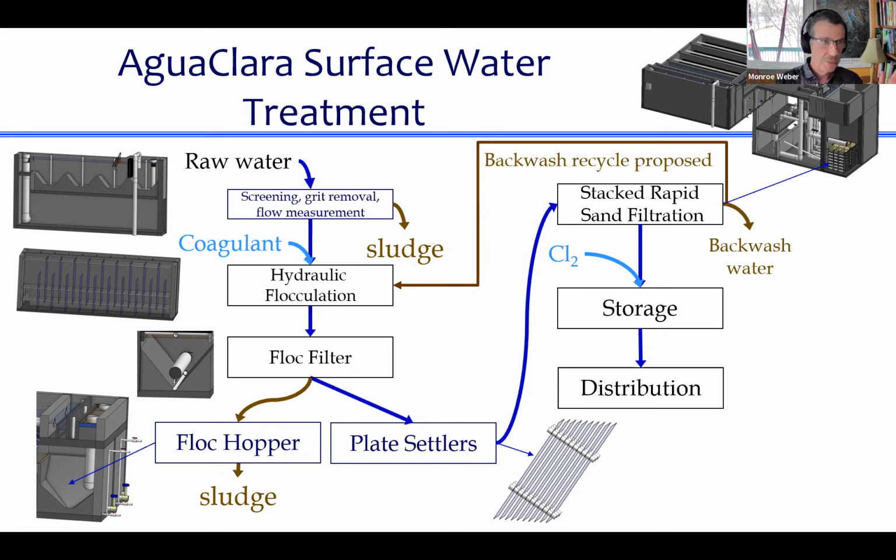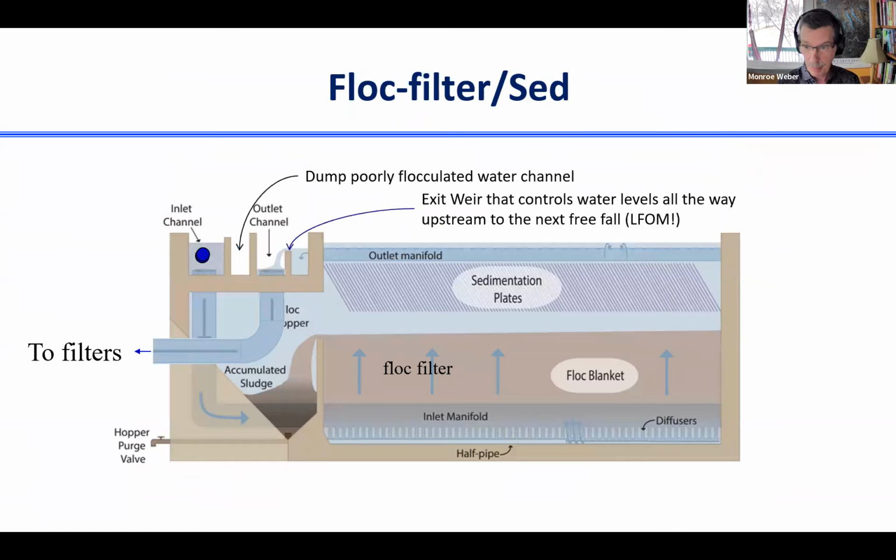Then there's 2 places where the water goes from that floc filter. It either goes to a floc hopper where the sludge is discharged from, or it goes up to the plate settlers, and out of the top of the plate settlers is where the clean water goes. That goes on to a stacked rapid sand filter that has backwash water as well, just like a conventional filter, and then storage and distribution. So the very end of the system looks identical again. So we're in this middle part now where instead of just a sedimentation tank, there's a floc filter, there's a floc hopper, and there's plate settlers. And we're going to figure out how those things work.